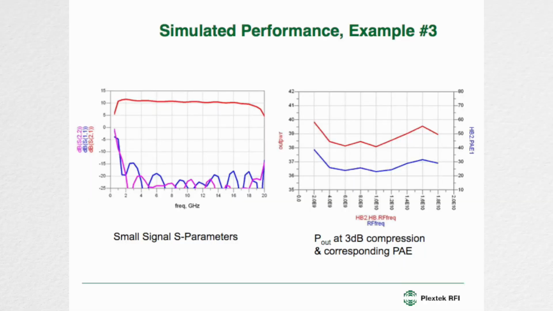And this is what it looks like. So you see really quite a nice flat performance all the way up to 18 gigahertz. Very nice input and output return losses. And the output power, round about 38.5 dBm, a little bit more here. That's 7 watts. And the PAE, round about the 25%.